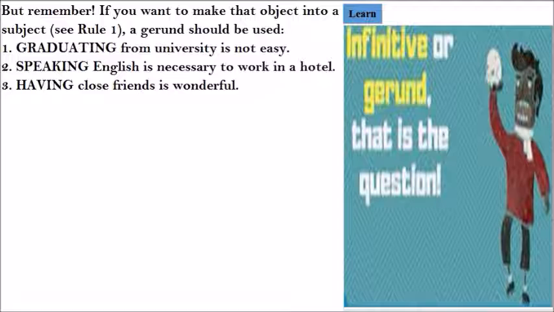1. Graduating from university is not easy. 2. Speaking English is necessary to work in a hotel. 3. Having close friends is wonderful.